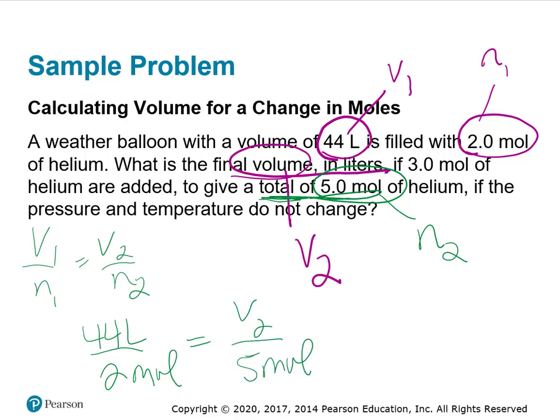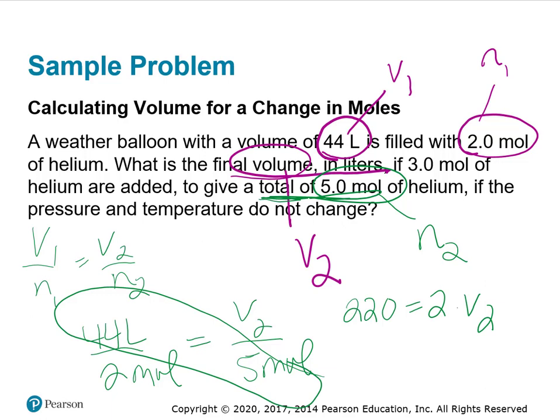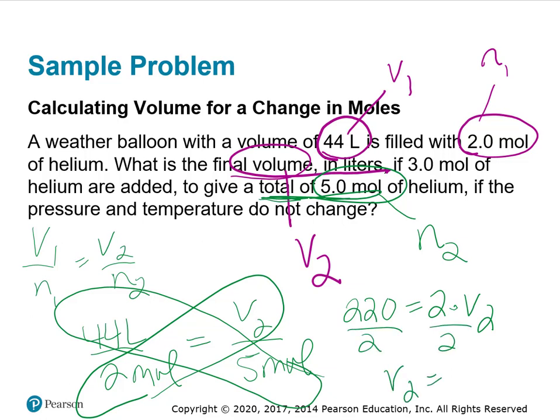All right, let's cross multiply just like we did with the other gas laws. I'm going to do 44 times 5, which is 220, and that's equal to 2 times V2. Now let's get V2 by itself and divide both sides by 2. V2 is equal to 110, and our volume should be in liters, 110 liters. We should have 2 sig figs.